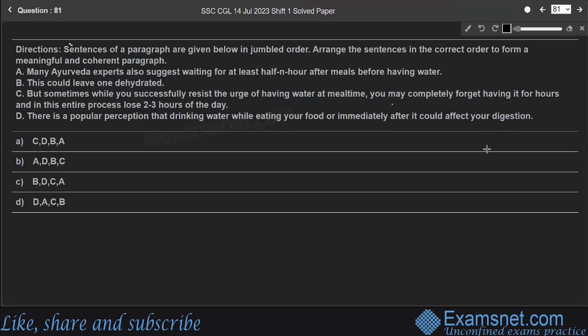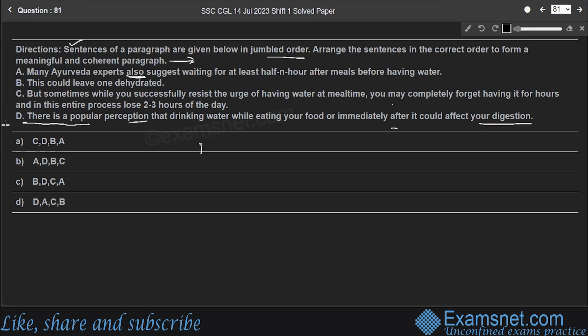Question 81. Here is the direction. Sentences of a paragraph are given below in a jumbled order. Arrange the sentences in the correct order to form a meaningful and coherent paragraph. So here students, 4 sentences are given, right? So we have to arrange these sentences in a meaningful format so that we will get a coherent paragraph. So we'll start with D. There should be a proper start here, right? There is a popular perception that drinking water while eating your food or immediately after it could affect your digestion.